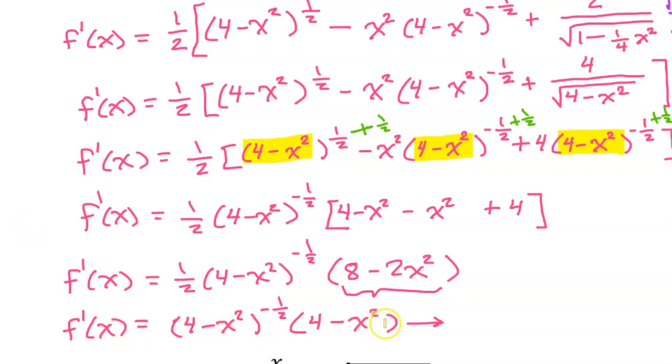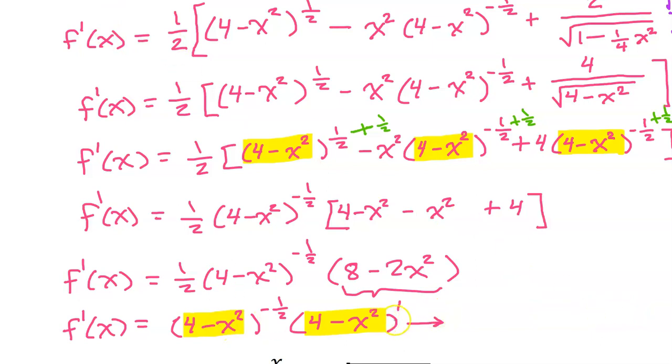But look what just happened. We've now created another factor of 4 minus x squared. So these now match. We have the same base, except the first one has an exponent of negative 1/2, and the second one has an exponent of 1. So think about how you handle it whenever you have like bases. If I have n to the third power times n to the fourth power, that is n to the seventh power. I simply add the exponents. This is fancier, but it's going to work the same way.